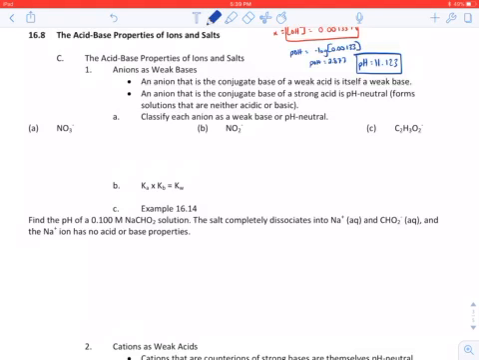So first off, 16.8 talks about the acid-base properties of ions and salts. There are some salts that have pHs, even though they're not really acids or bases, and we're going to talk about those here. So let's start right in.